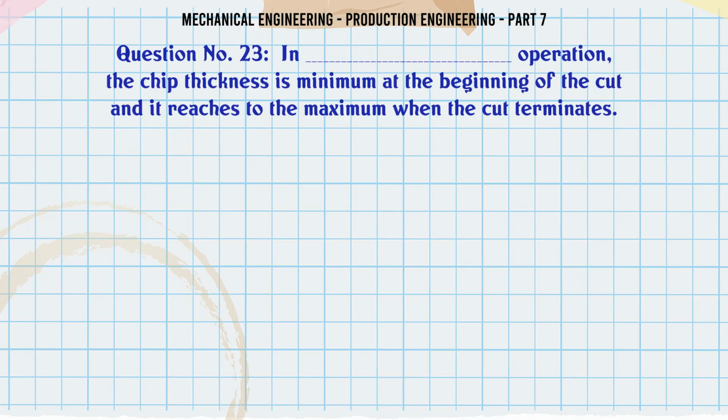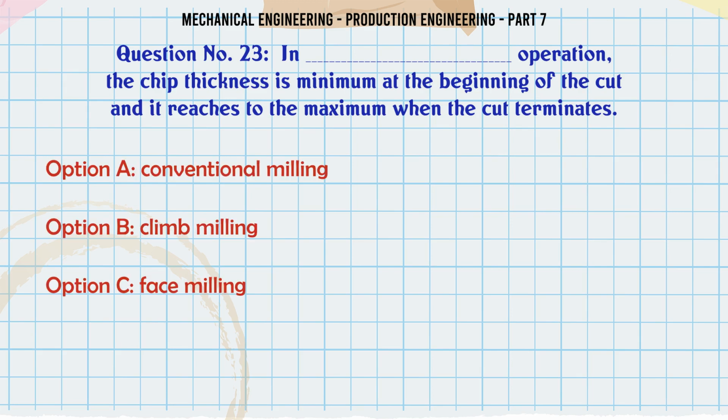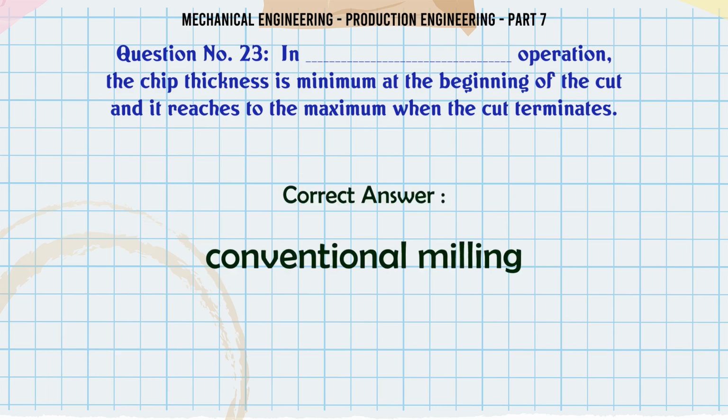In ___ operation, the chip thickness is minimum at the beginning of the cut and it reaches the maximum when the cut terminates. A) conventional milling, B) climb milling, C) face milling, D) end milling. The correct answer is conventional milling.